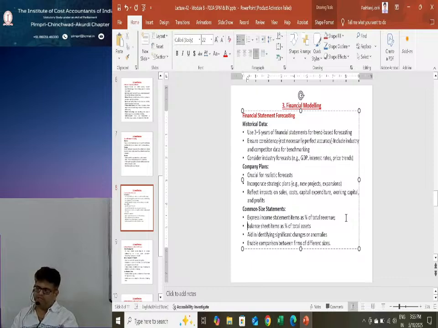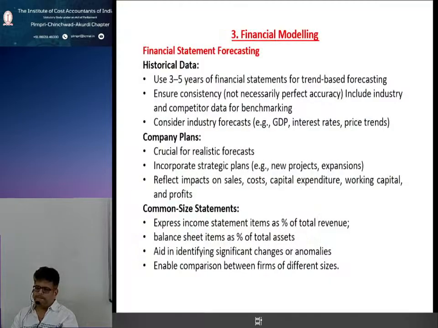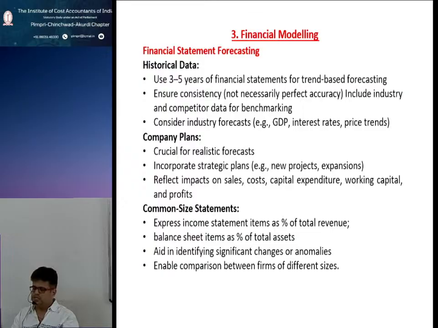It helps in identifying significant changes or anomalies in the separate line items or components of the balance sheet and income statement also. Thus it enables comparison between firms of different sizes. So common size statements in a way help to have comparability with various other firms of different sizes also while doing the financial forecasting. So this is how financial forecasting is done, and these are the various concepts in financial forecasting.